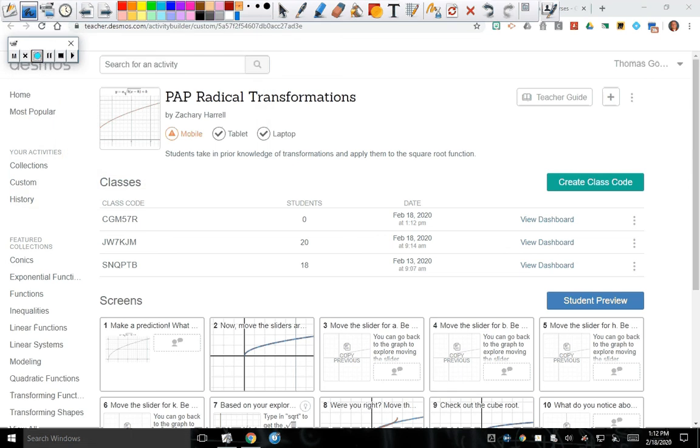The next part that I want you guys to do is go to student.desmos.com and type in this code when it pops up, all capital letters or it won't work: CGM57R. Enroll in that class real quick, and all I want you to do is get practice with cube root functions and square root functions.